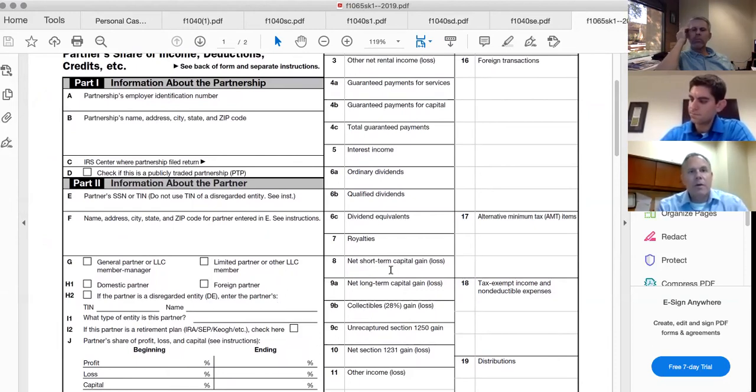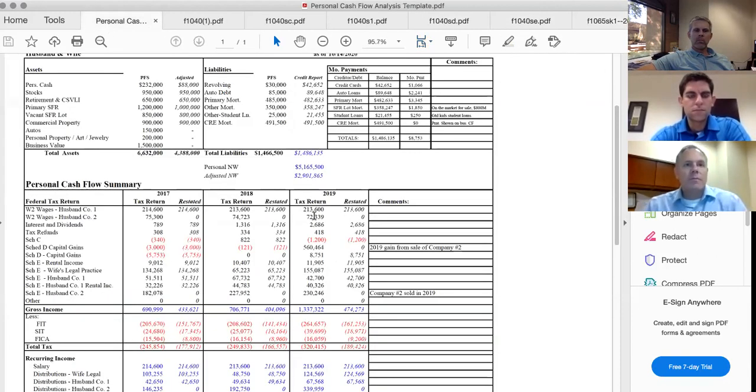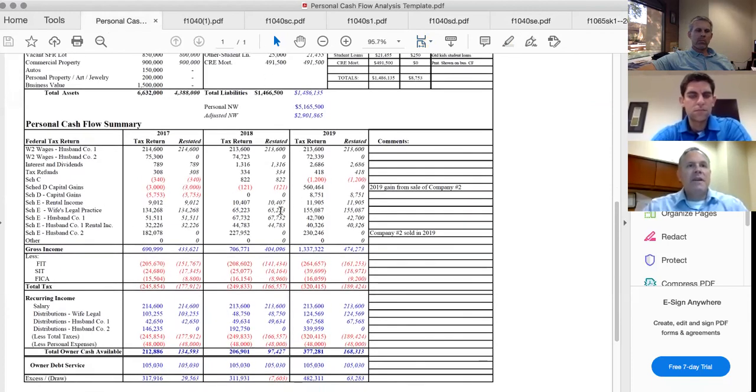So if you go back to the personal cash flow analysis, if you look in 2019 on his tax returns, the Schedule D capital gains, that actually came from his K1, that 560,000. And that's from when he sold his company in 2019. And that's why I restated everything. So a lot of banks, if a capital gain is not recurring, they won't include it in cash flow.